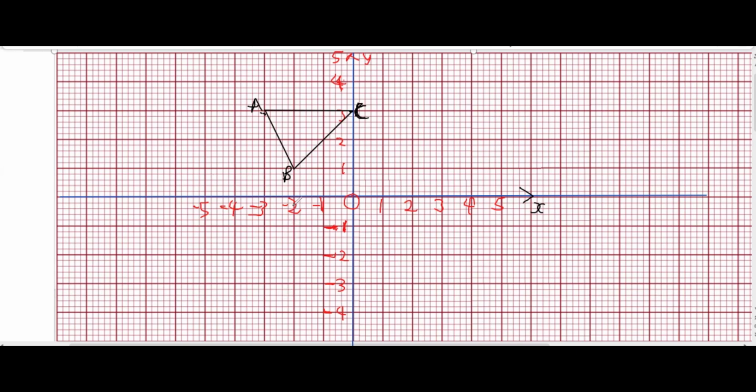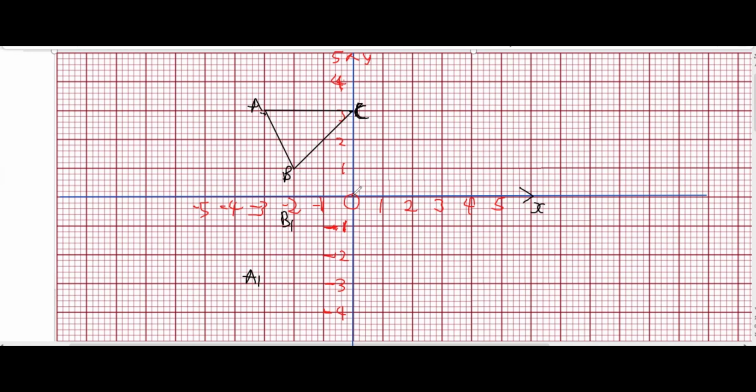Now, if you check from this mirror line to this position where we have A, how many units above? 1, 2, 3. 3 units above. So A1 will now come down 3 units below. 1, 2, 3. We start the counting from the mirror line, the x-axis. So our A1 will be here. Then B1: if you look at B, it is just 1 unit above the mirror line, the x-axis. So it will be 1 unit down. So that is B1.